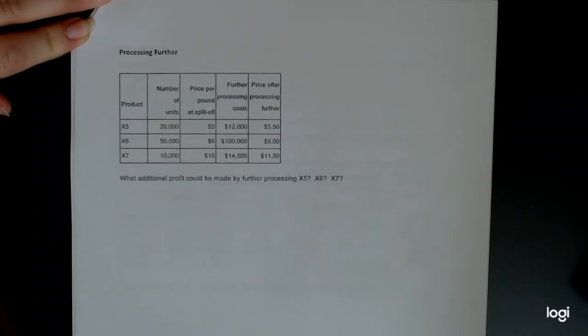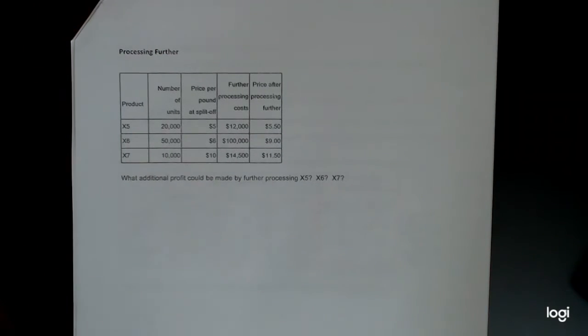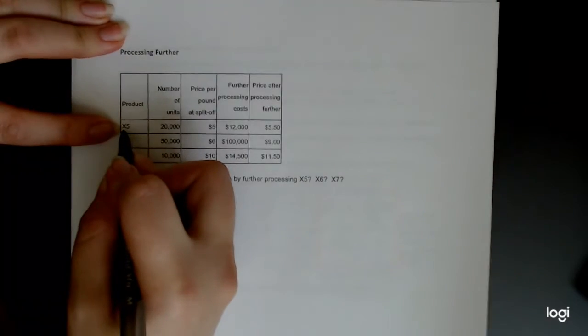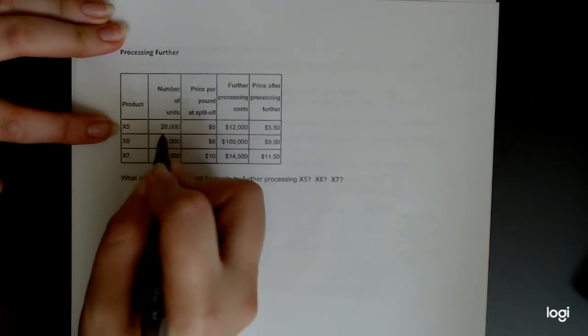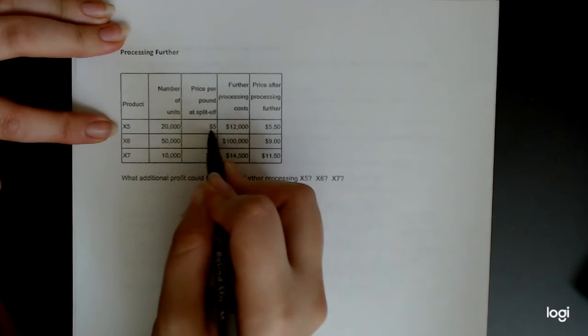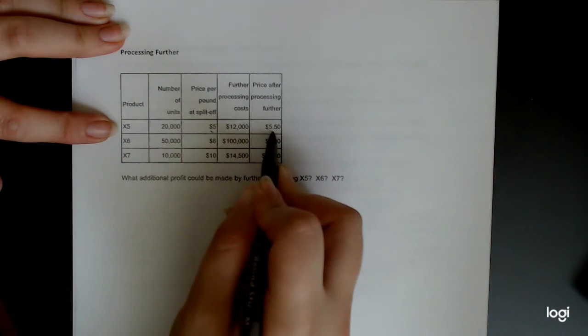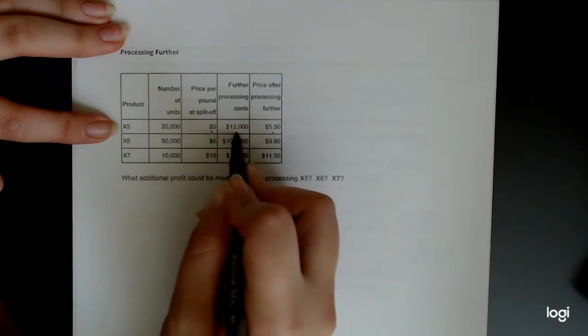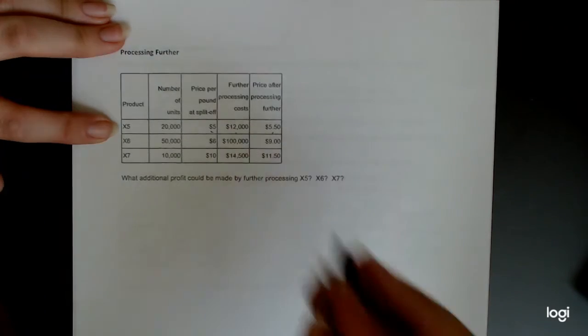All right, last, processing further, trying to understand the costs that are involved with deciding if we should go ahead and sell it at split off or if we should process it further for a little bit of extra money. So for product X5, we have 20,000 units. Currently we get $5 for it, but if we process further, we can get $5.50, so an extra 50 cents, but our processing further costs are 12,000.